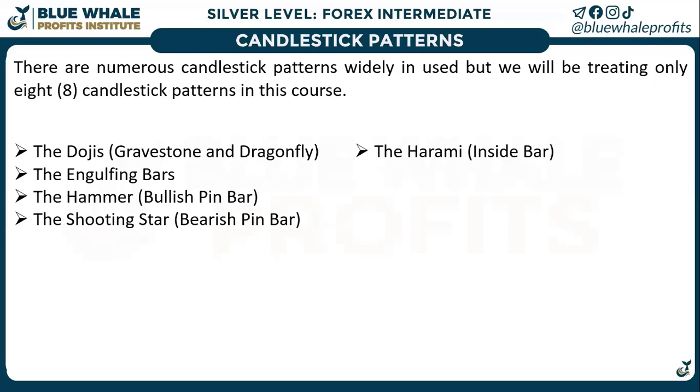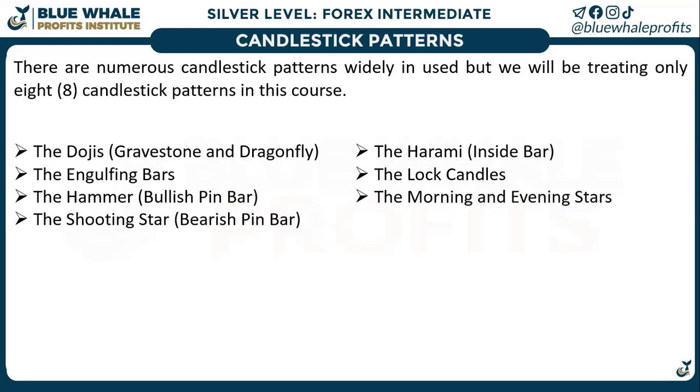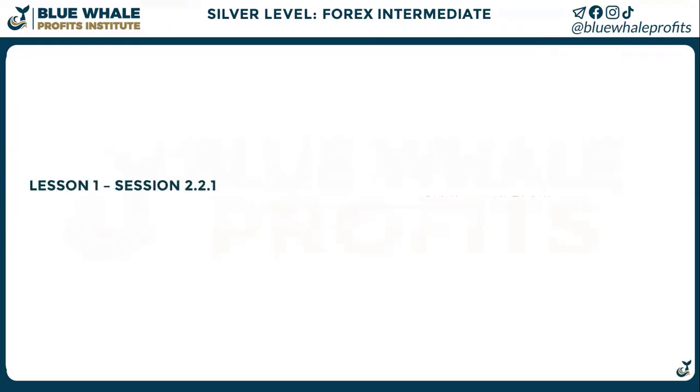So we can talk about Harami or the inside bar. So we have the bearish and then we have the bullish Harami. Then we have the lock candles, and this is a very special candle that I will treat with you. And then we have the morning and evening stars. And then Marubozu or the dominance candle, which we use normally to know that a specific party has stepped into the market.